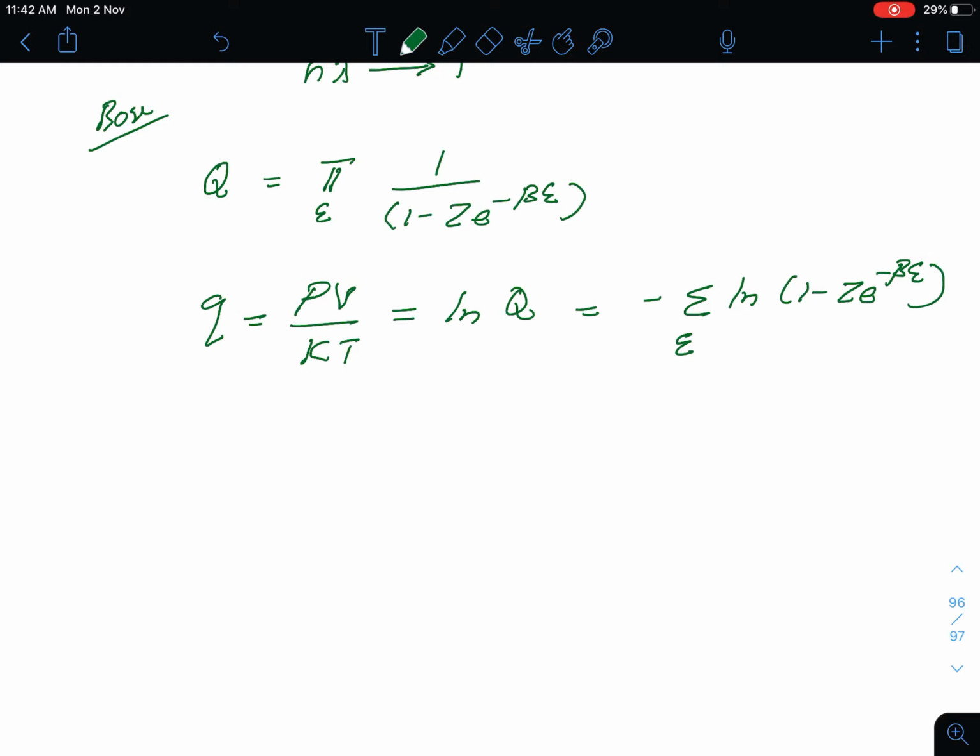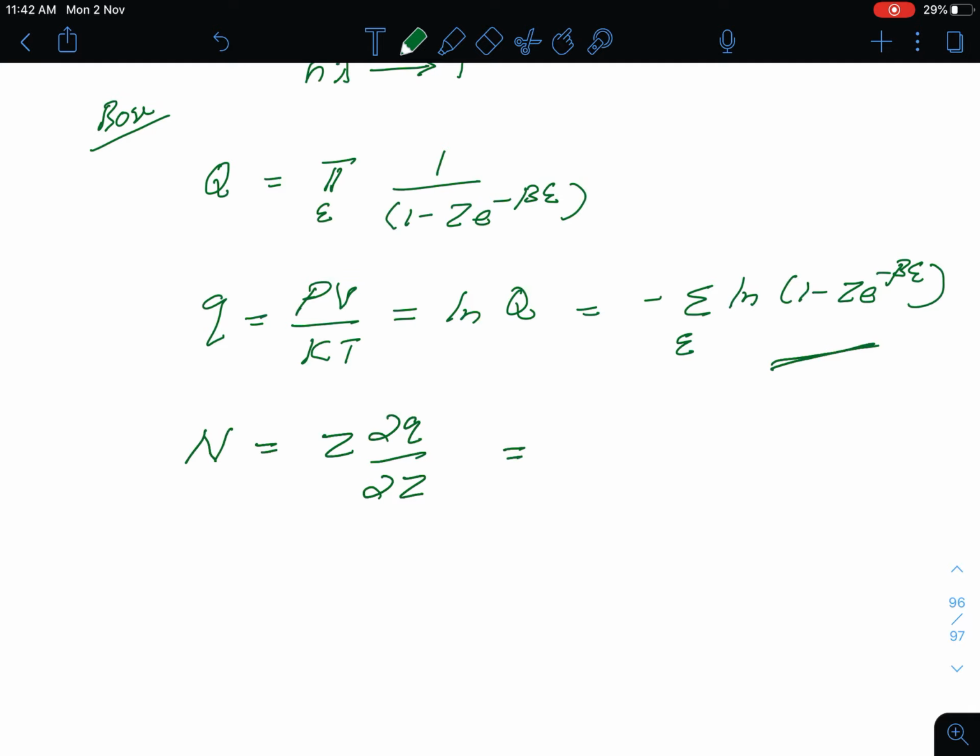And of course in the same chapter we have derived that the expectation value of the total number of particles N is equal to z dou ln Q by dou z. You can just look it up; I hope you remember. So what is z dou ln Q by dou z? Let us do this. This is the Q, am I right?